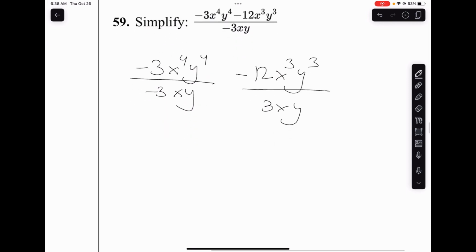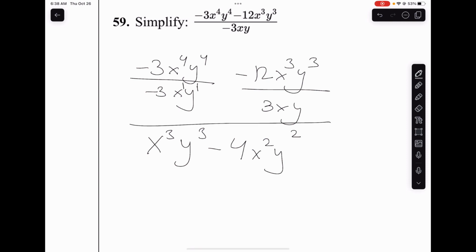And 3 divided by 3 is 1. We're left with an x cubed. Remember, when we divide things with powers, we do top minus bottom. So 4 minus 1 gives me 3. 4 minus 1 gives me 3 as well. And the 1 out in front, we don't necessarily have to write. Then we're going to do negative 12 divided by 3, and we get a negative 4, x squared, y squared.